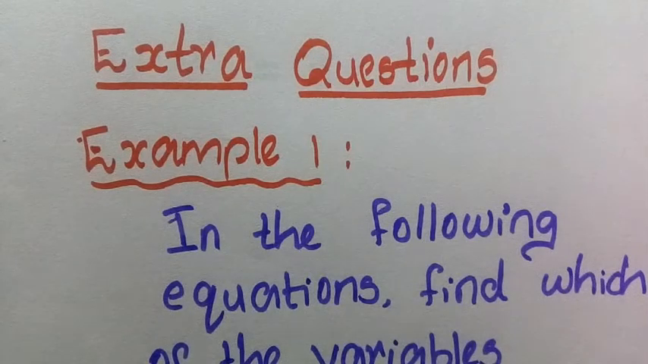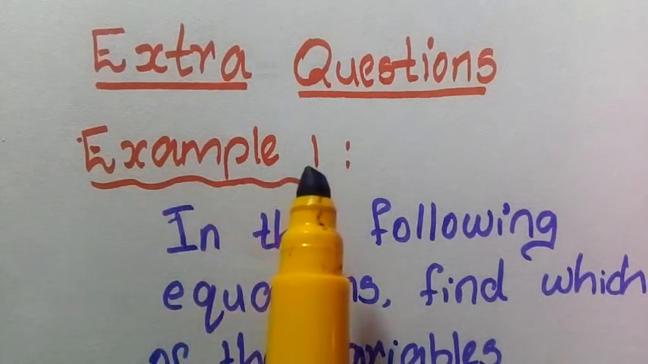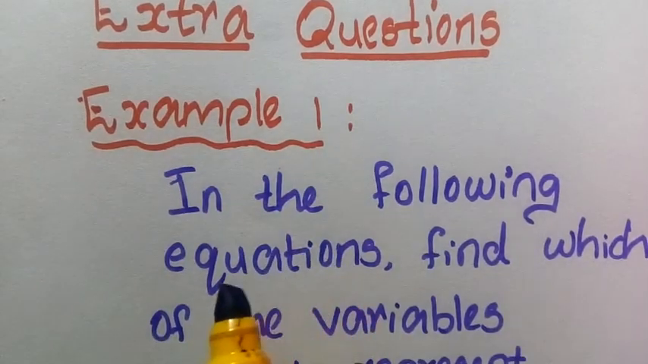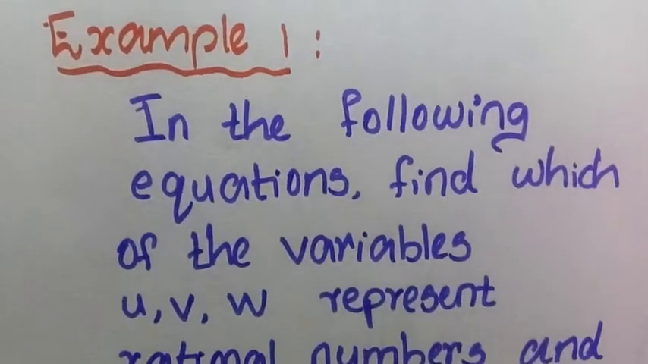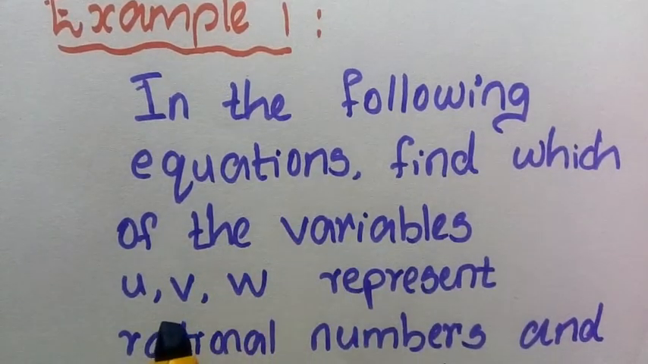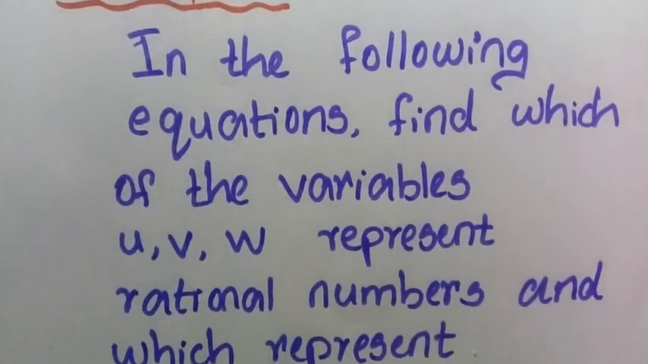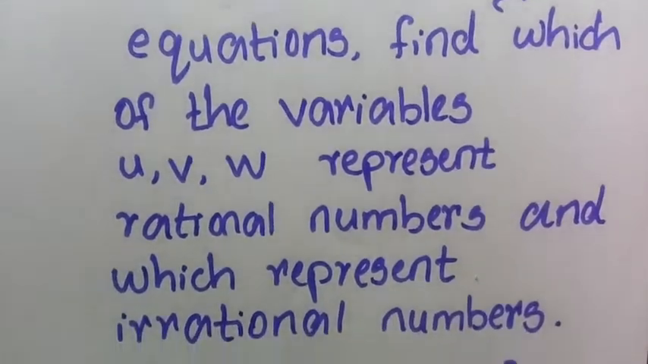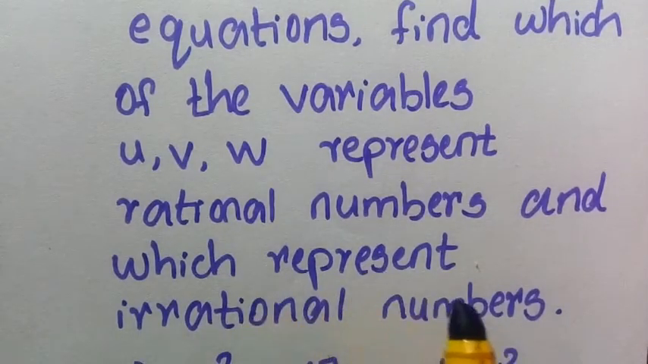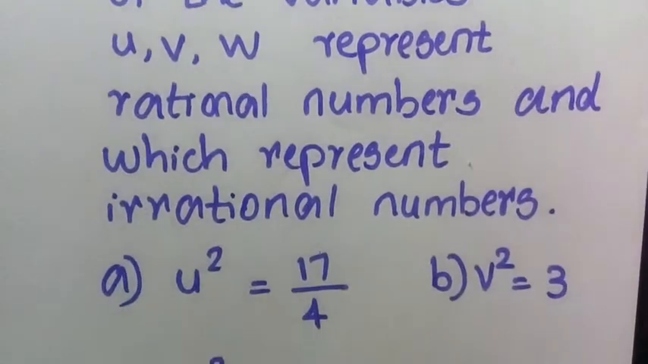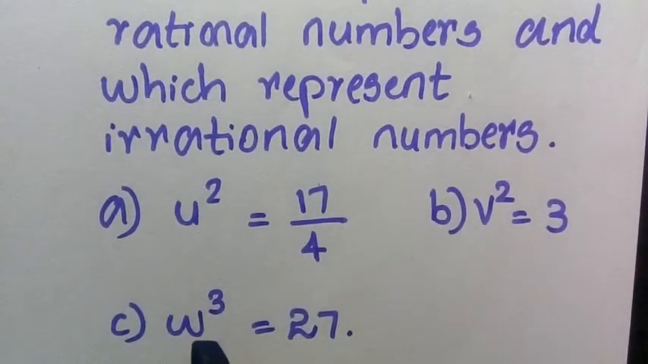Good morning, dear children. I thought to take the new chapter today, but today also we are discussing some extra questions from the chapter Number Systems. Example 1. In the following equations, find which of the variables u, v, w represent rational numbers and which represent irrational numbers. Given three sub-questions.